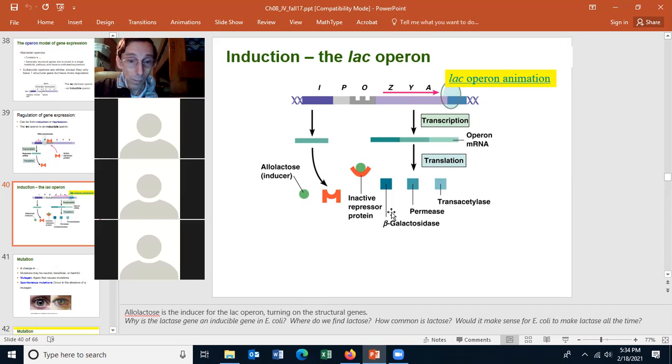Okay? So how the operon gets turned on is whenever lactose is in the cell, there will also be allolactose. Allolactose will bind to the repressor protein and inactivate the repressor protein. And that will turn on the gene expression. Okay?